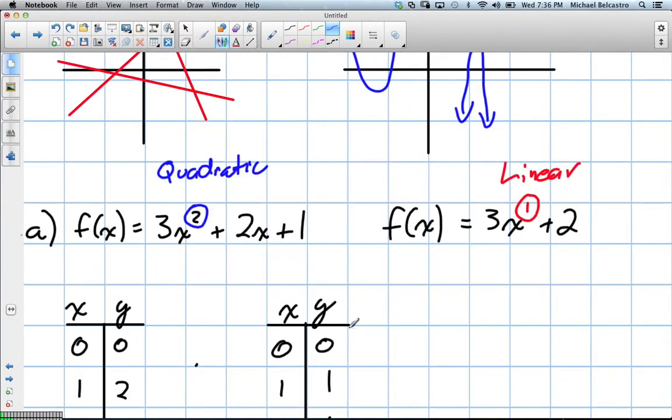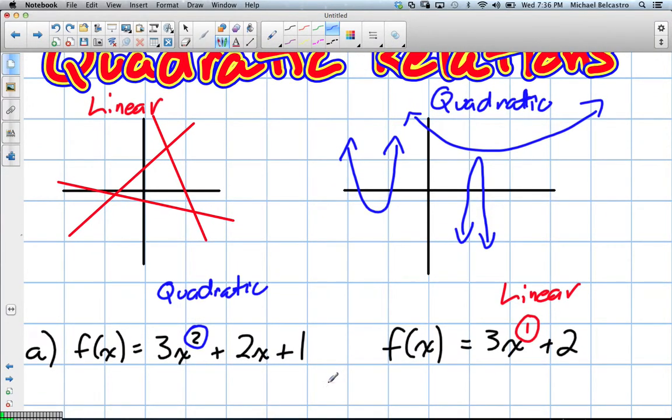Okay. What if it has 3? Then it wouldn't be linear or quadratic. It's called something called cubic, but you don't technically focus on that in this course. Okay, so we're just focusing on linear and quadratic.